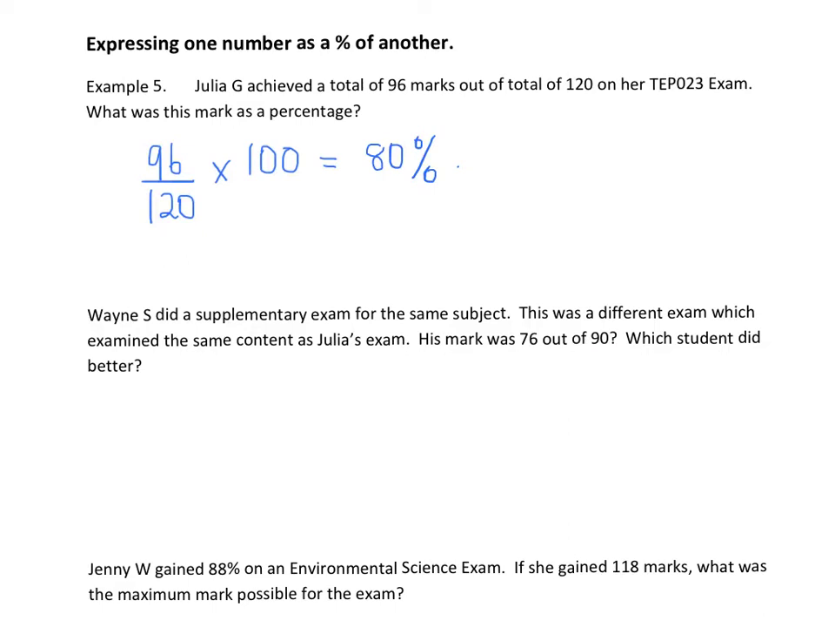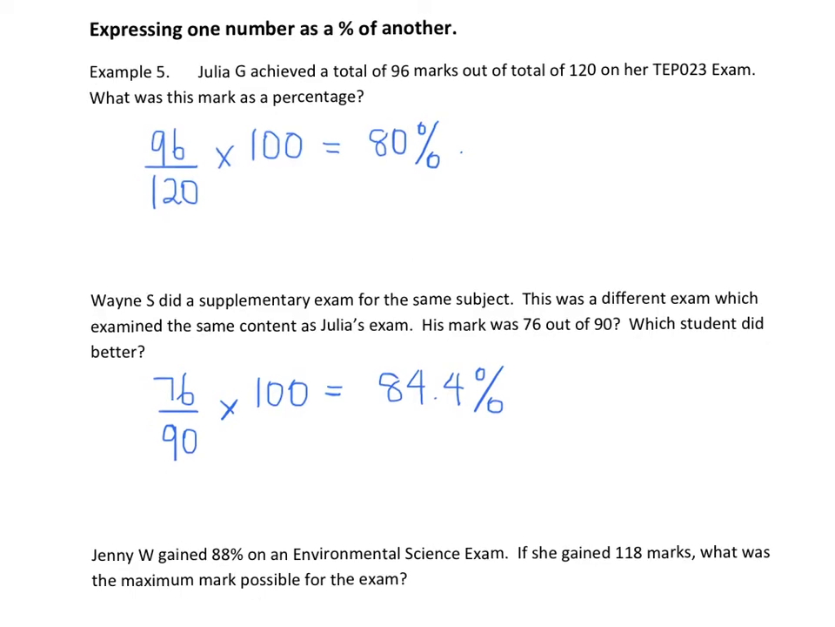So if we change Wayne's mark of 76 out of 90 to a mark out of 100, so change it to a percentage, then we can make a direct comparison with Julia's percentage. So changing 76 out of 90 to a percentage, you need to multiply by 100, and the answer will be 84.4%. So you can see that in actual fact Wayne performed a little bit better than Julia.